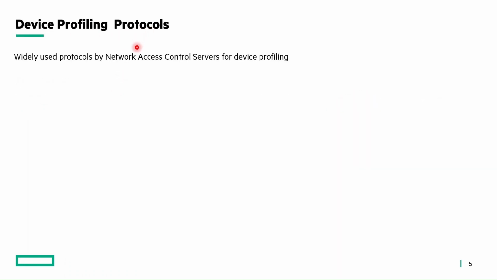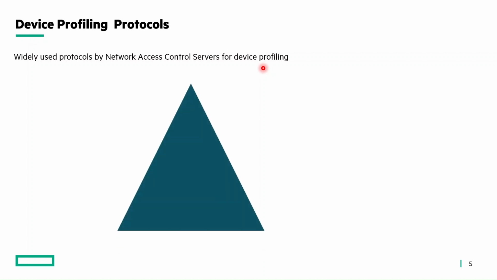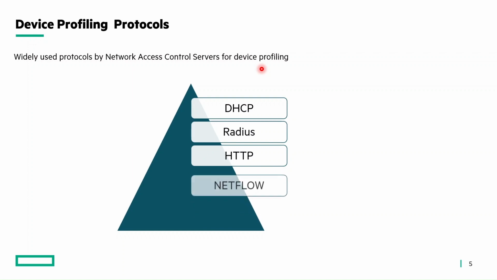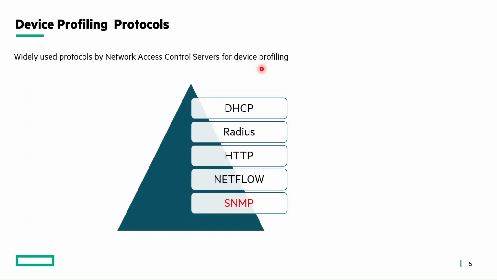Device profiling protocols. The network access control servers perform device profiling by using different types of protocols. These are the widely used protocols: DHCP, RADIUS, HTTP, NetFlow, and SNMP. Today, our emphasis will be on SNMP, how SNMP based profiling happens, and what is new in AOS-CX switches for SNMP based profiling.